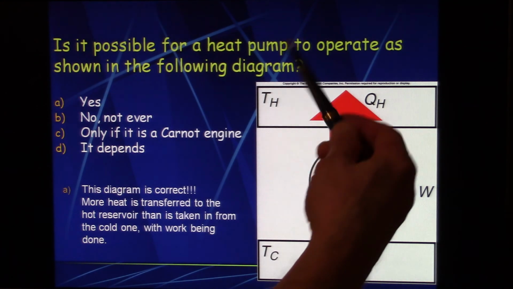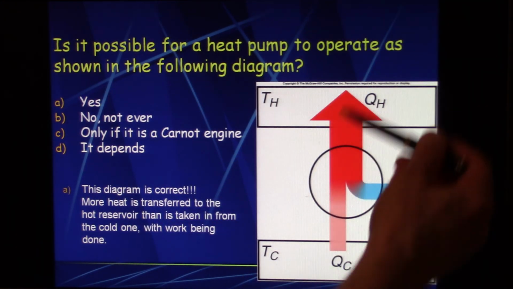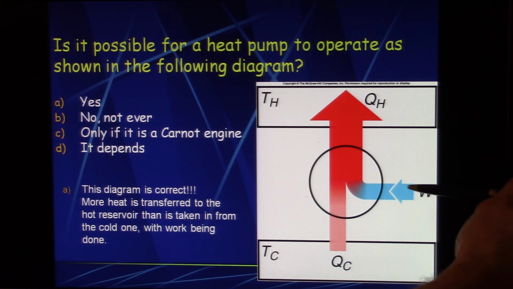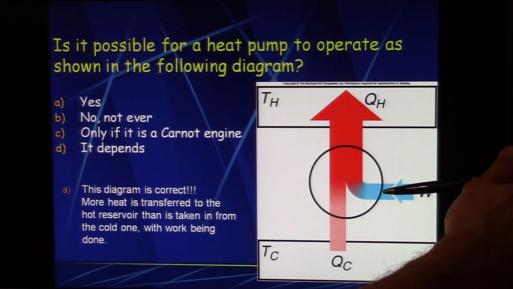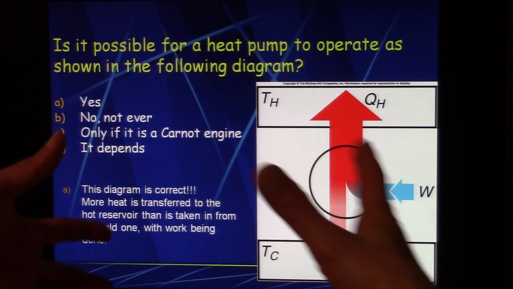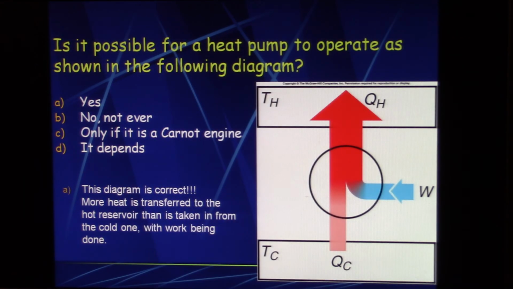Yeah, so here they're saying it's okay because you're doing work, right? This is like a refrigerator. So the diagram is correct. More heat is transferred to the hot reservoir than is taken with work being done. So this is a refrigerator, right? So you have the refrigerator motor doing work on the gases. It's expanding gases and compressing gases, and it does all this work. Then you can have a system like this, right? But we know that.